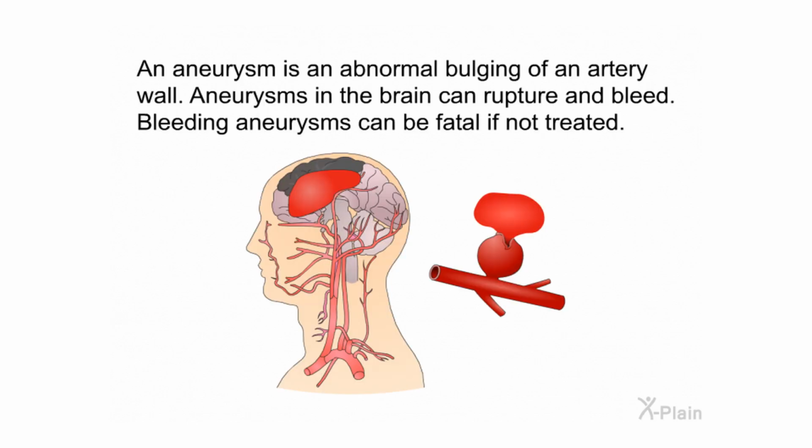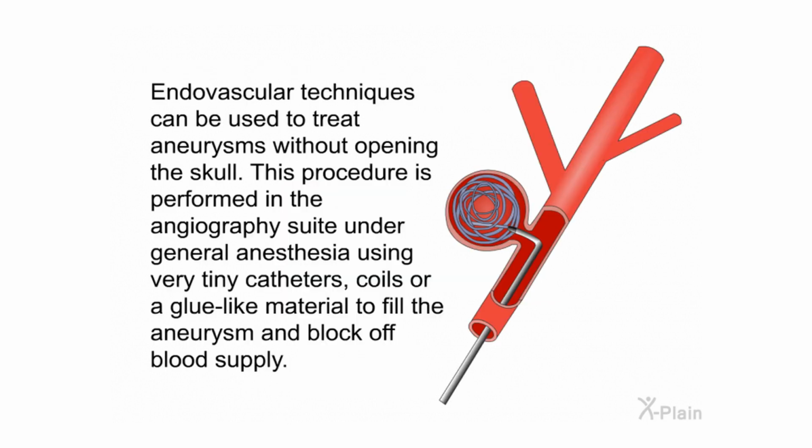Conclusion. An aneurysm is an abnormal bulging of an artery wall. Aneurysms in the brain can rupture and bleed. Bleeding aneurysms can be fatal if not treated. Endovascular techniques can be used to treat aneurysms without opening the skull. This procedure is performed in the angiography suite under general anesthesia using very tiny catheters, coils, or a glue-like material to fill the aneurysm and block off blood supply.